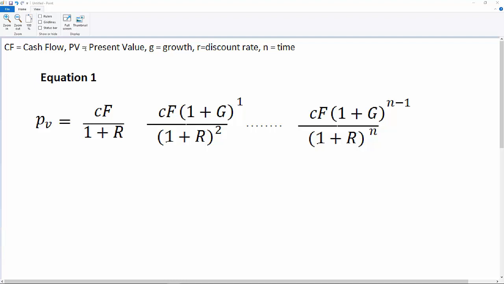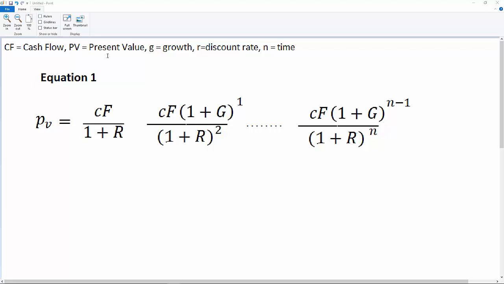PV is the present value. That is the present value of all those cash flows summed together. So what would be the present value of $100 if you receive that payment 1 year from now, 2 years from now, 3 years from now, 4 years from now? G is what that cash flow is growing at. For instance, if it was growing at 2% a year, the first year would be worth $100, and then the next year would be $102.